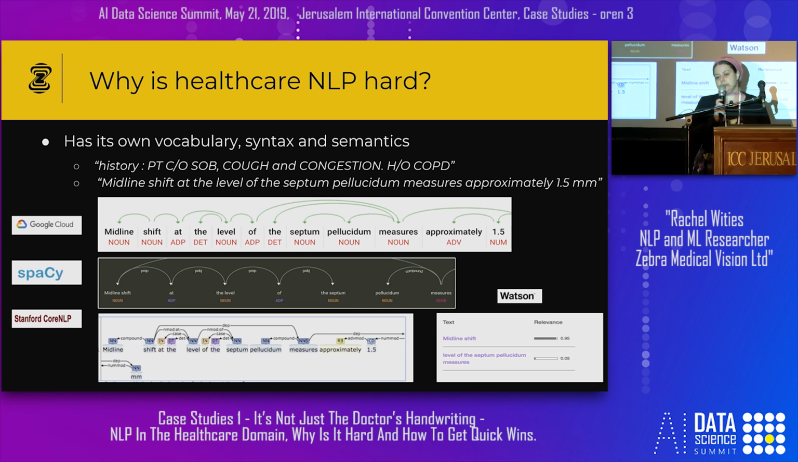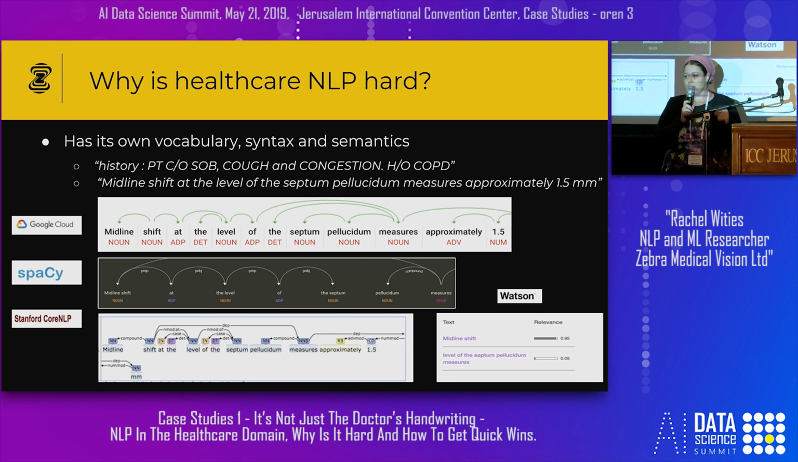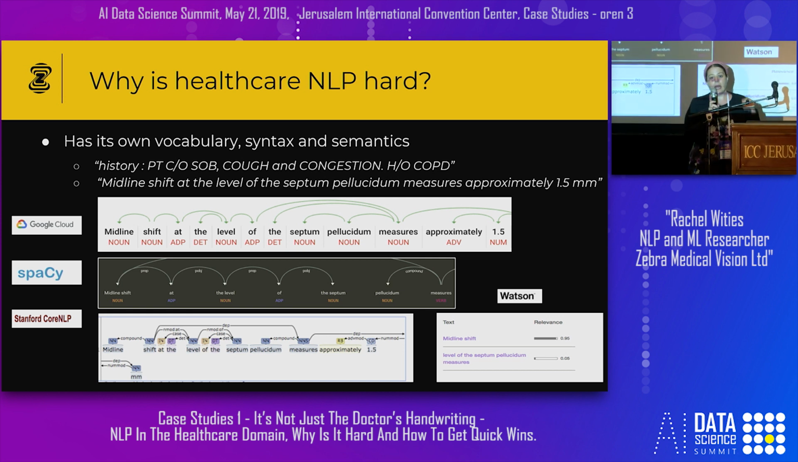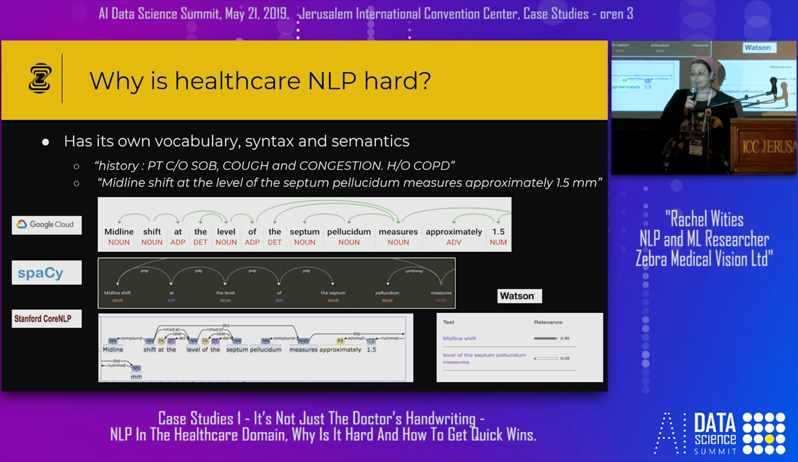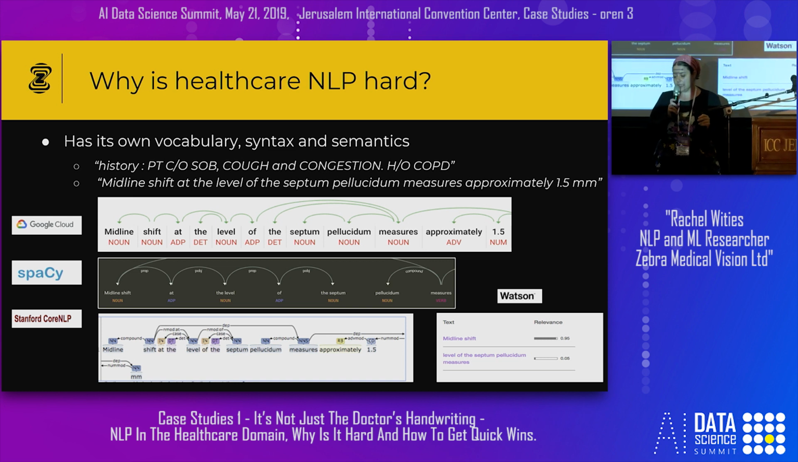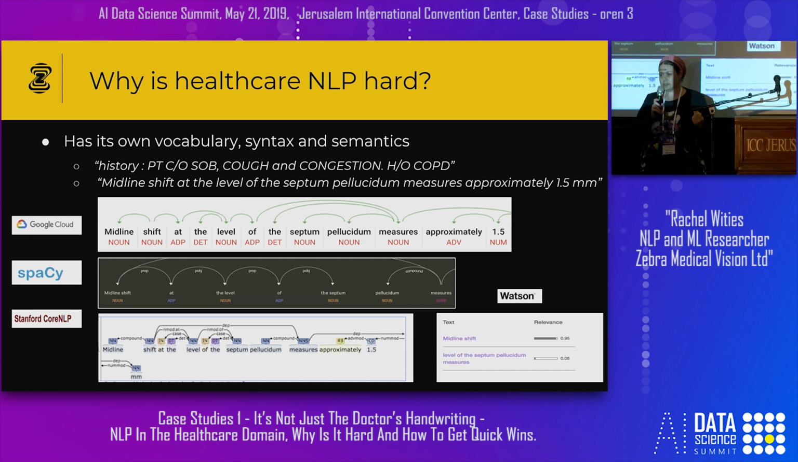So here I got a few state-of-the-art NLP solutions that actually have a hard time dealing with it. And it's because underneath the surface, there are two compound nouns not used in regular language, midline shift and septum pellucidum, and the word measures, which is used here as a verb, is usually used as a noun. So for example, Google Cloud found here an entity called septum pellucidum measures, which is not an existing entity.